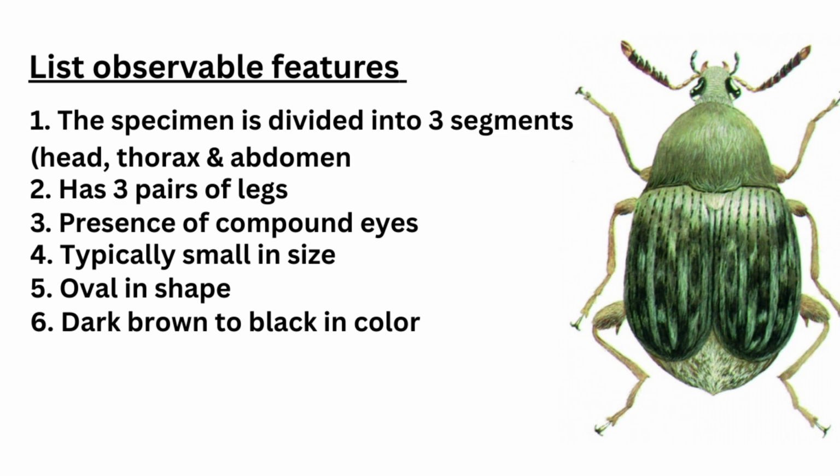Thirdly, presence of compound eyes. So the weevil has the compound eyes. So number four, typically small in size. Remember, we're talking about observable features, what you can observe while looking at the specimen. So it's typically small in size. It is oval in shape and dark brown to black color, depending on what you see. So this is one of the questions that can come out.